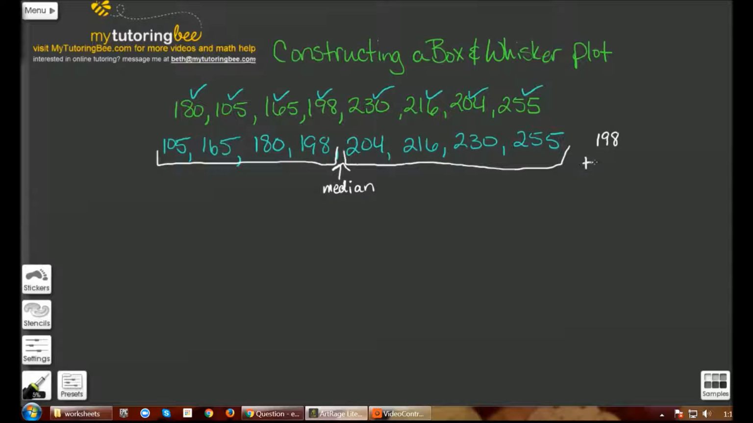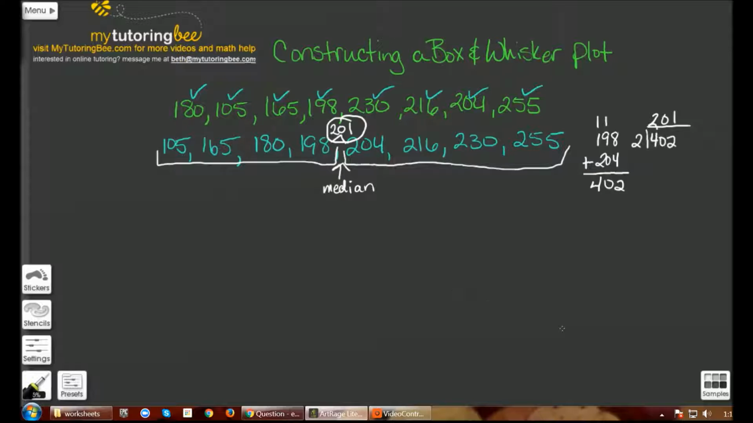So in order to do that, we need to add them first, 198 plus 204. And then once we get that sum, we're going to divide by 2 in order to find the average. So I've got 402 when I add them together. Now let's divide by 2. So 2 goes into 4 2 times. 2 goes into 0 0 times, and into 2 1 time. So my median is 201. So I'm going to just write it up there at the top.